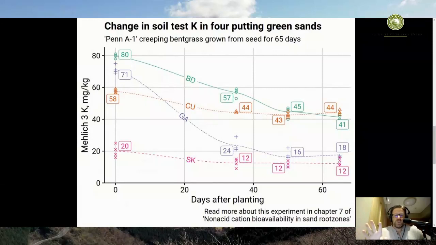and this illustrates this particular experiment where all of these started at one level and they finished much lower. The potassium in the soil started at levels of 20 parts per million for one sand, 58 parts per million for another sand, 71 and 80 parts per million. So four sands that range from 20 to 80 parts per million starting soil potassium. And at the end of the experiment, 65 days later, one of these sands was at 12 parts per million, one of them was 18 parts per million, one of them was 41 parts per million, and one of them was 44 parts per million.